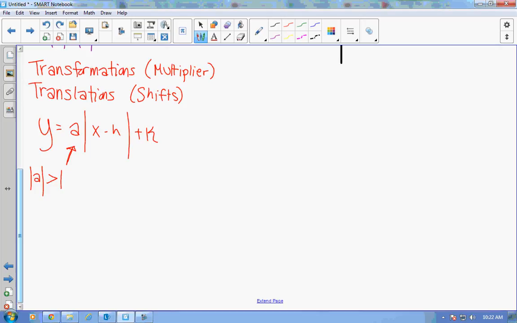If you're greater than 1, such as 2 over 1, you go up 2 over 1, up 2 over 1, up 2 over 1. You're getting higher more than you're going out. So that is a vertical stretch. It brings the arms in and gets steeper.